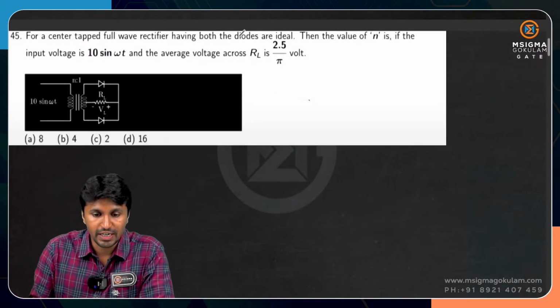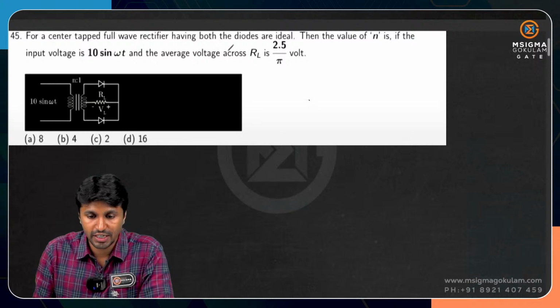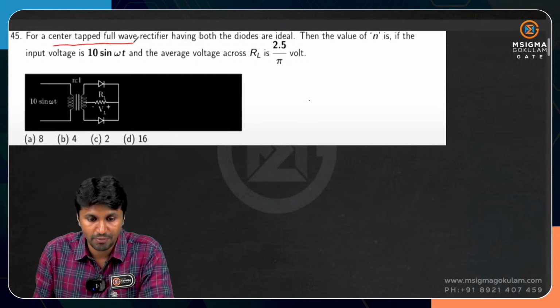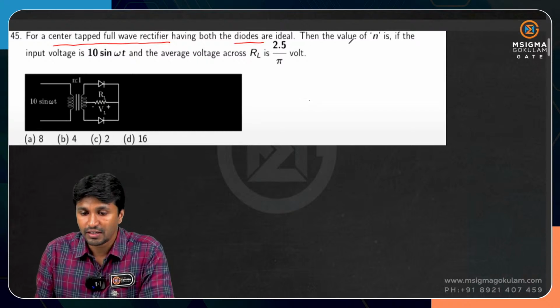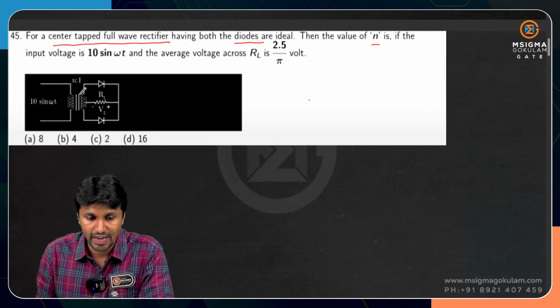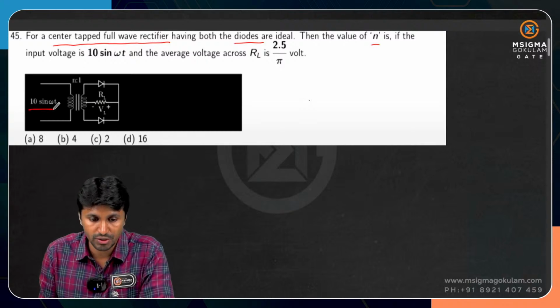Now let us move on to the next problem. For a center tapped full wave rectifier having both the diodes to be ideal, the value of N, what is N? N is nothing but the turns ratio, right? The input voltage is already given to you, and the average voltage across RL, the DC voltage, is 2.5 by pi.